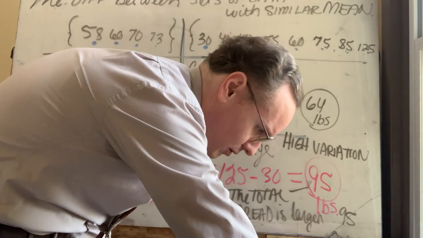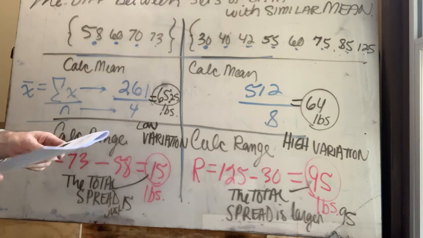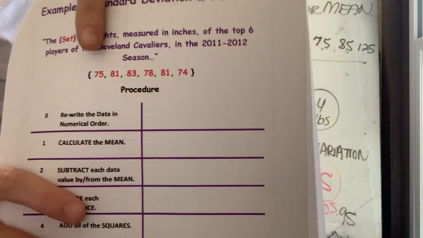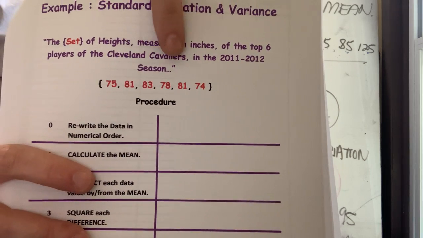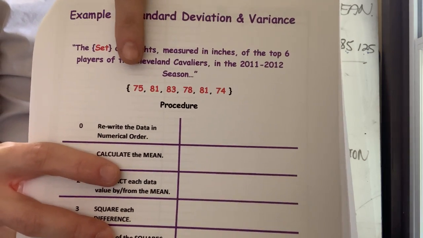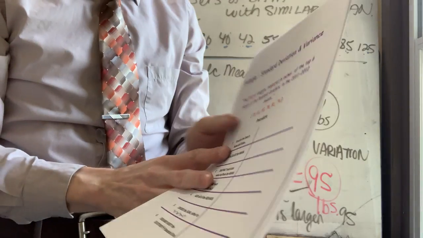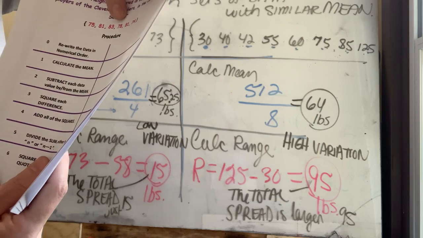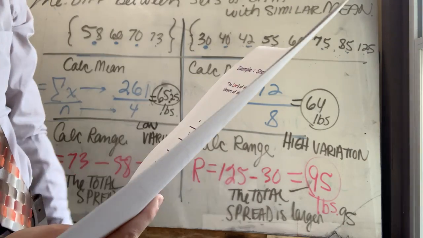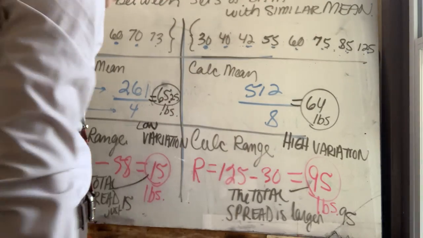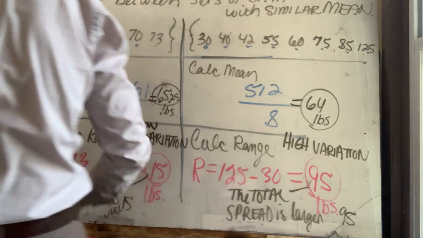Let's do the amped up version of variance and dispersion, which is this next thing. These are the heights in inches of the 2011 to 2012 Cleveland Cavaliers. It's kind of random. 75, 81, 83, 78, 81, 74. Let me erase this.